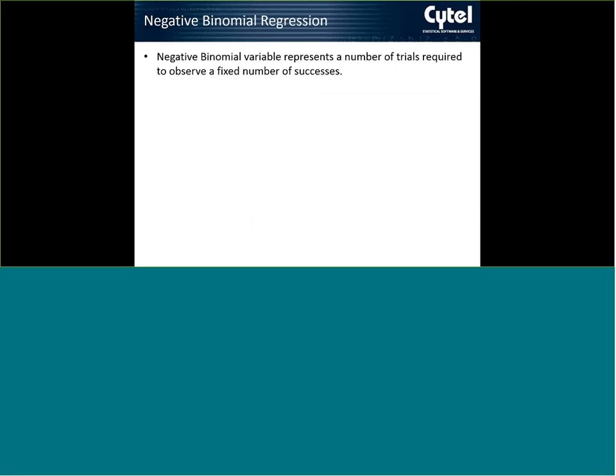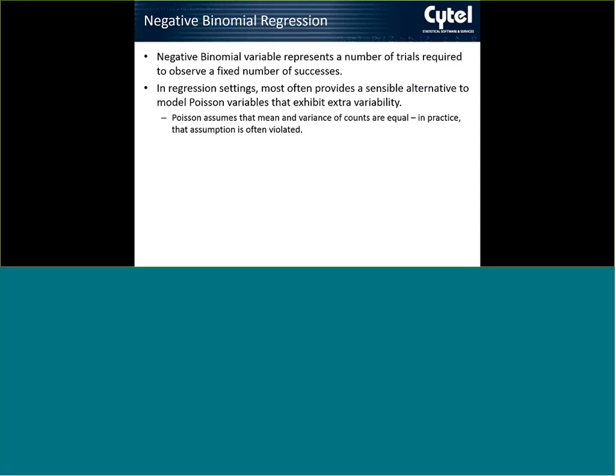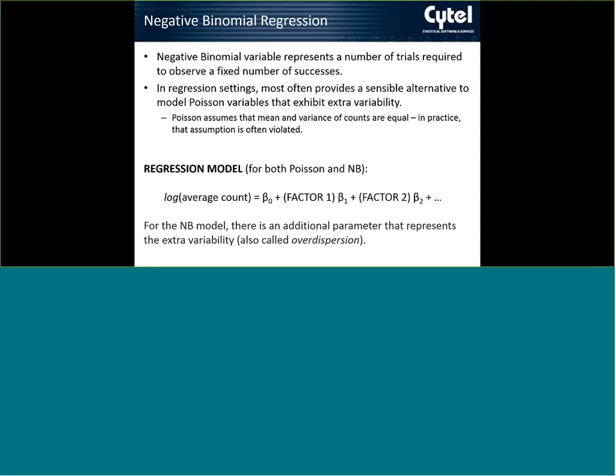If you'll recall from your prior statistics training, if it's been a while since you thought about the negative binomial, a negative binomial variable is a count, just like a binomial or a Poisson, but it represents the number of trials required for a fixed number of successes. But where it's used in a lot of practical settings is in cases where you have a Poisson count, but you have a lot of extra variability that a negative binomial model helps you to absorb. Remember that a Poisson distribution assumes that the mean and variance of counts are equal. But in practice, that assumption is violated quite often.